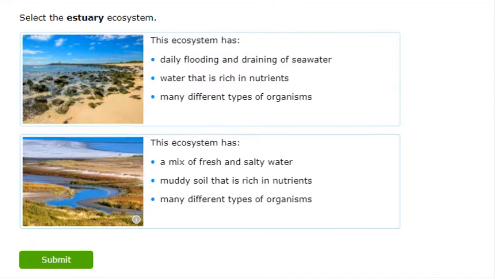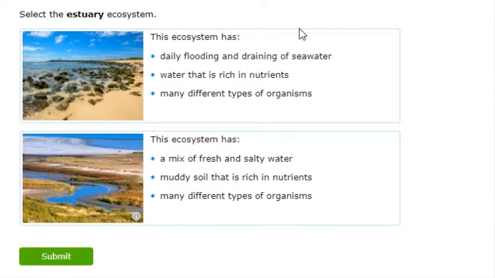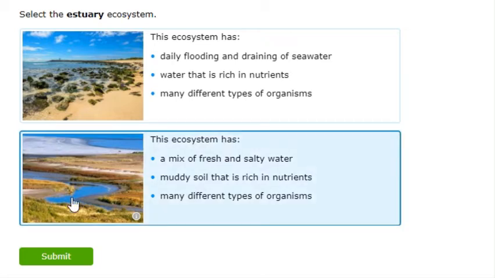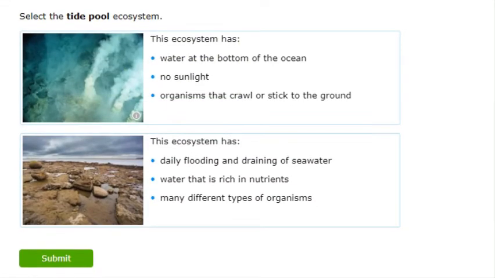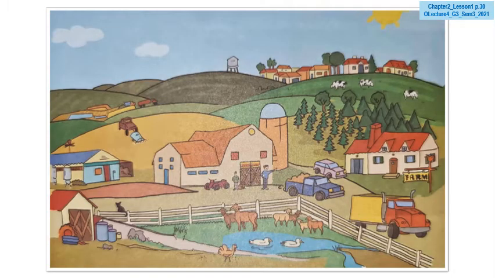Estuary ecosystem. Is it the one with a mix of fresh and salty water or draining of seawater? I will choose this randomly. I'll take the second one. Okay, this is correct. So we are playing this just to show you that there are different and plenty of examples of ecosystems.